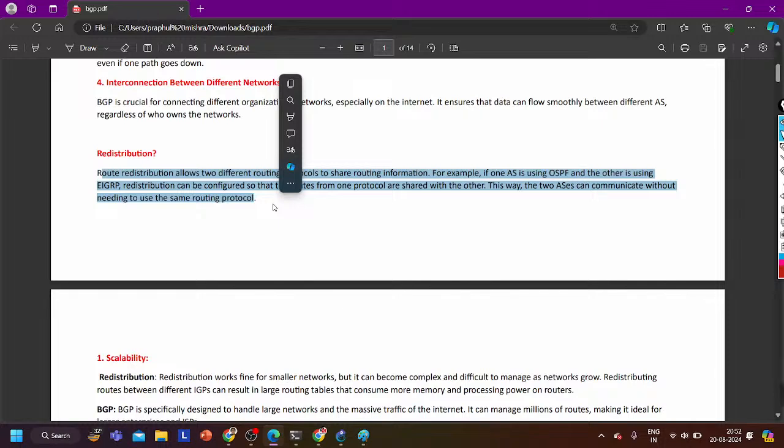Otherwise, if there is no redistribution, then you have to replace the routing protocol in one company, right? Like maybe in one company you are running OSPF, in a second company you are running EIGRP. Then you have to replace maybe the EIGRP configuration on all the routers in the second company, right?